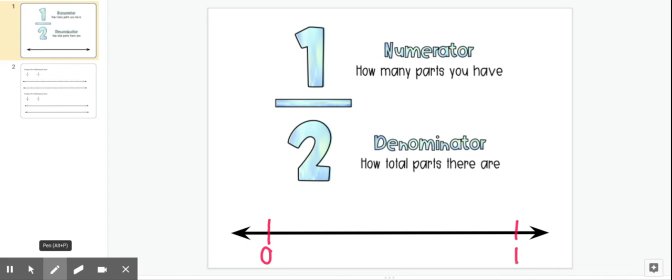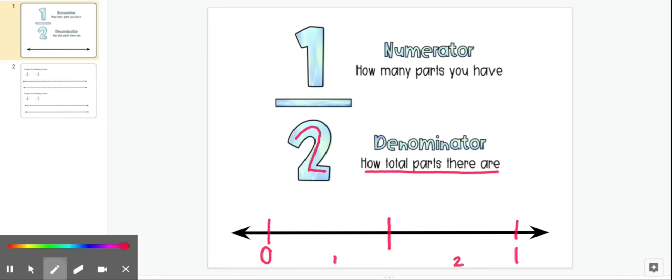So your denominator, I like to start with my denominator, is how many total parts. So how many parts, sections, I would say maybe between 0 and 1 will I need? Well, I'll need 2 sections. So if I just go like this, then I have my 1 section and my 2 section.